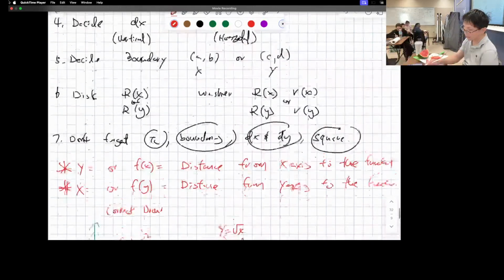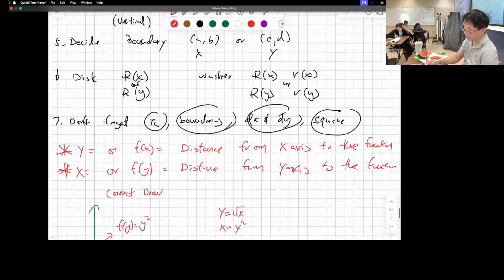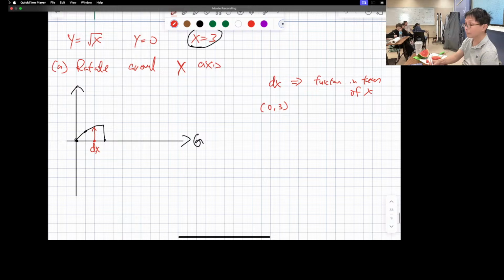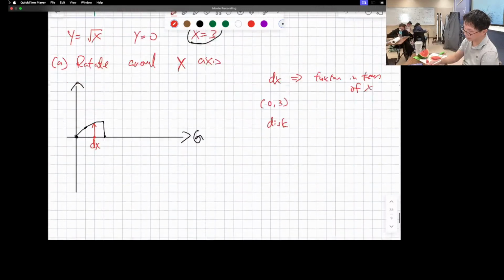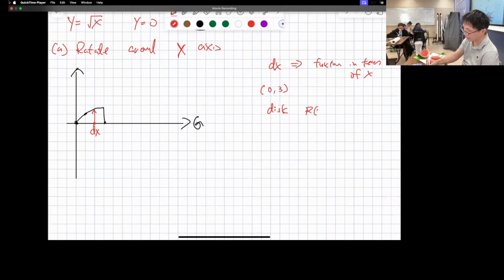Okay, so what else do we have to decide? Is this disk or washer? It's a disk, because it only draws to one bound, right? If it's one bound, then that's a disk. So now you're going to find your r of x. If it's a disk, then it's r of x. In this case, it's square root of x. So that's the integral from 0 to 3 of pi times square root of x squared dx.